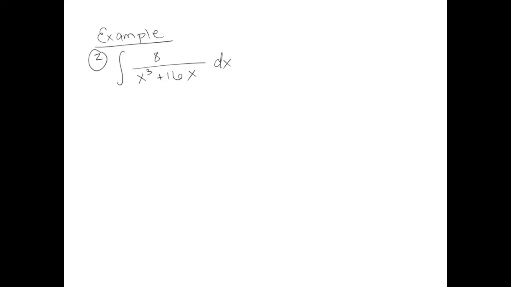Here's our next problem. But the first step for every single partial fraction decomposition problem is to fully factor the denominator. So let's start with that. Pulling an x out, I'm left with x squared plus 16. And now the question is, are you sure that you can't factor that anymore?